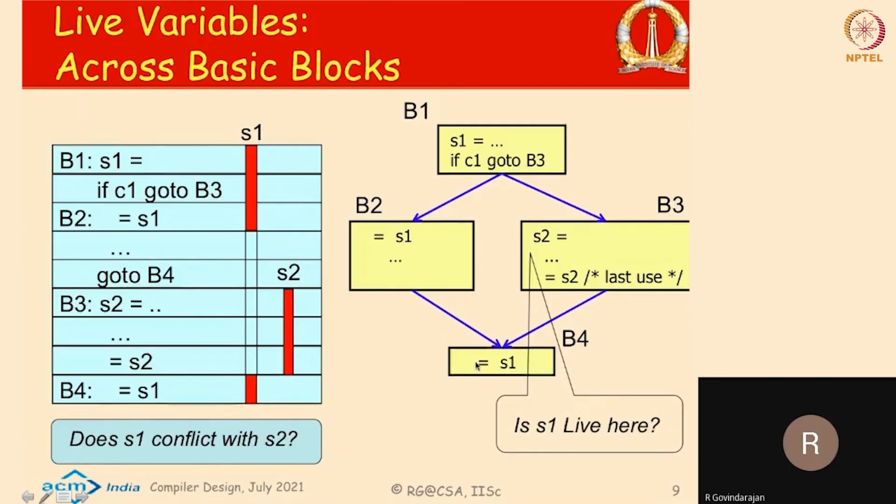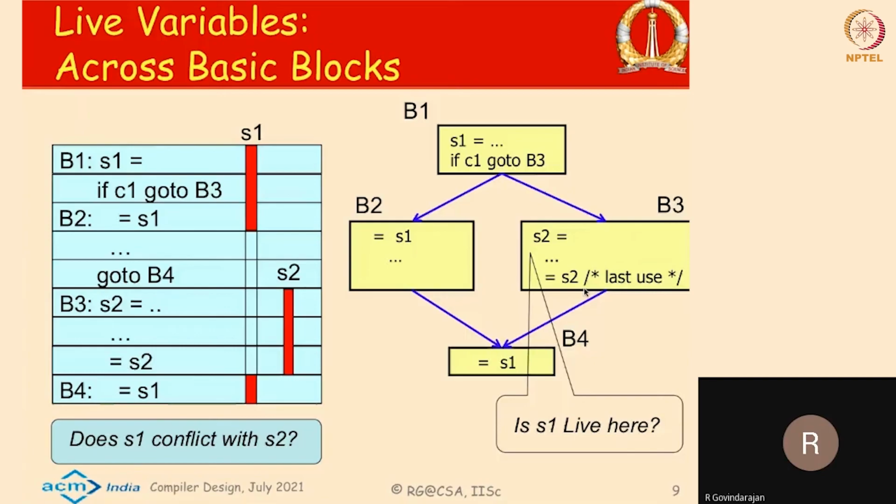But what about in basic block B3? In basic block B3, S1 is not being used. But that doesn't mean I can destroy the value of S1, because if the control flows like this, the definition of S1 and whatever value that was assigned to S1 is going to be used subsequently in basic block B4, and therefore S1 is live here. Even though it is not being used, it is live. It is actually live through this basic block B3, correct?